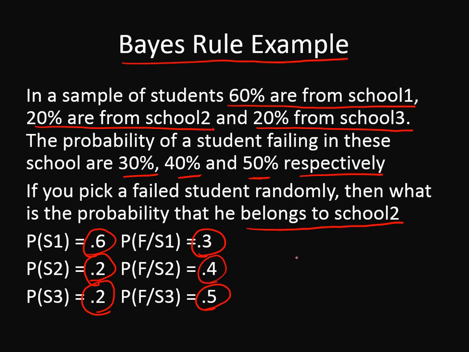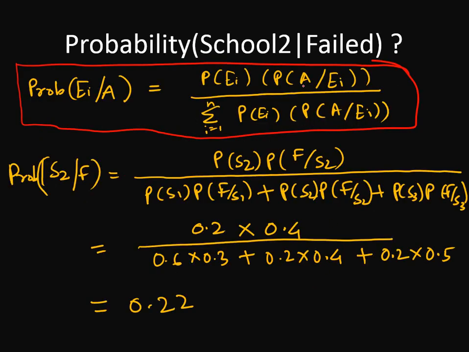So what we have been asked is to find the probability that the student who has been chosen randomly from the sample belongs to school number 2, given that we have chosen somebody from the group of failed students. So it is the conditional probability of a student belonging to school 2, given that he is a failed student. So the condition is that he is a failed student. Now we have this following information in front of us. So how do we calculate this probability? We'll use the Bayes rule for that.